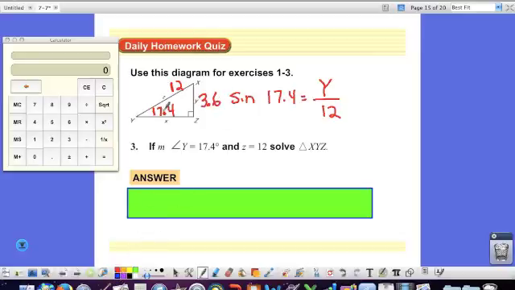Change colors here. And now, to do 17.4, I'm going to do the cosine of 17.4. And I'm going to call that x over 12. Using my scientific calculator, 17.4 cosine is 0.95424, etc., times 12 is 11.45. So that's going to be almost 11.5.